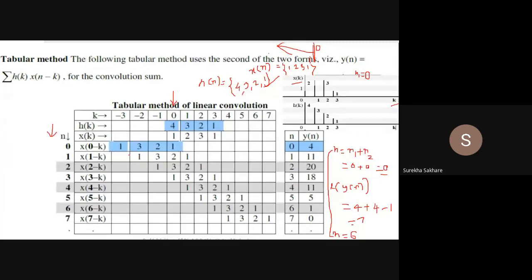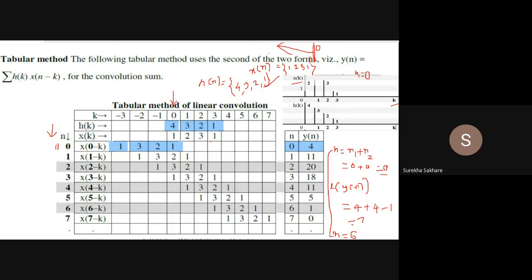Now, because the n value has started from 0, it is as if x of minus k has already been introduced with 0. That is what the indication is. So this is the starting. There is no problem. You will see that you will have to add a few more when we have negative values of n. You will see that in the next example. So I am trying to have x of 0 minus k here, right? The mirror image itself is x of 0 minus k.